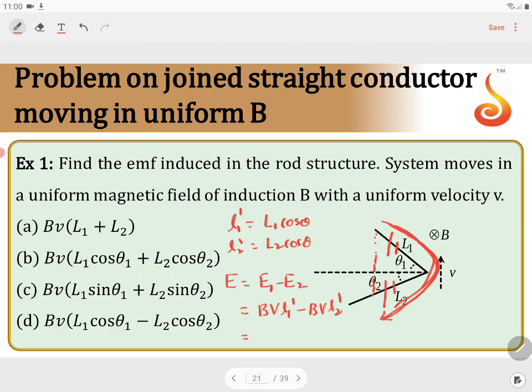So L1 dash and L2 dash you know. So BV you can take common. L1 cos theta 1, here it is theta 1, this is theta 2. Angles are different. Minus L2 cos theta 2. So option B is correct.